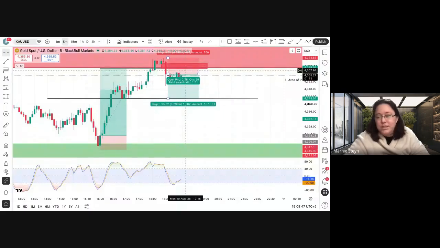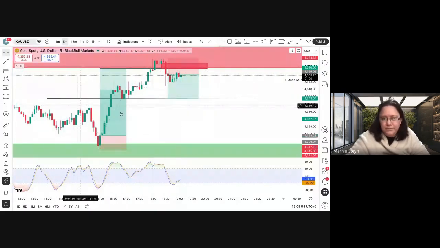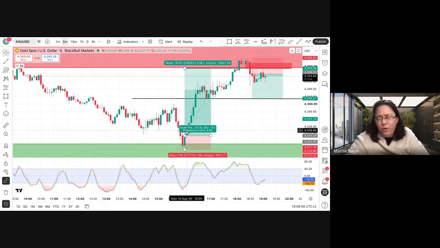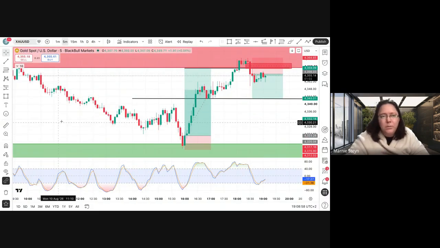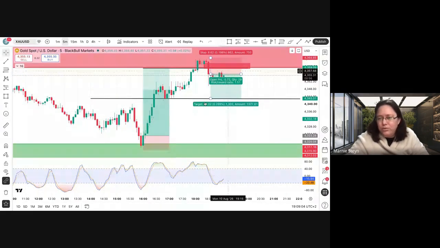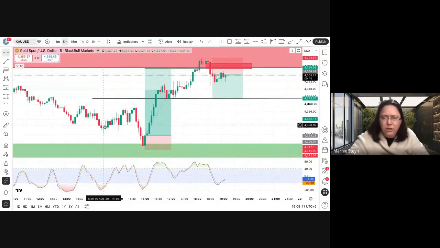So rather look for a CRT during the high volume sessions, which is normally between 9 o'clock to 5 o'clock in the afternoon, because that would be the ideal area where volume is there. You can see volume is not really here. Is it the London session? No, not necessarily, guys.